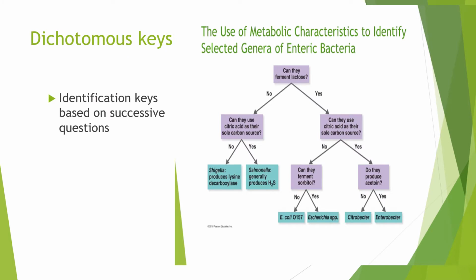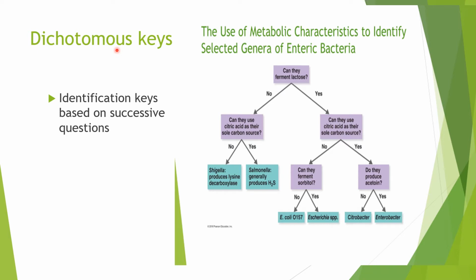To identify, let's say, different bacteria, we create what's known as a dichotomous key. A dichotomous key is basically a bunch of questions you would ask, and the answers are always either yes or no. And based on the answer, you follow it up with another question, and you keep asking questions until you figure out, okay, what is the bacteria you are looking at.